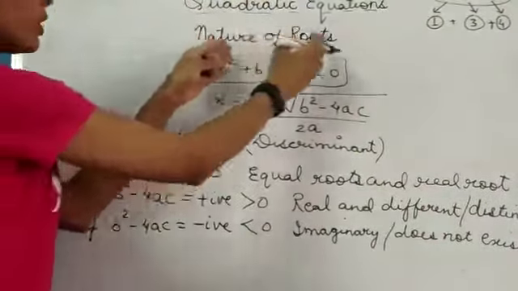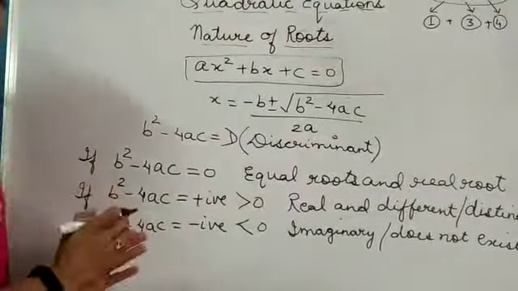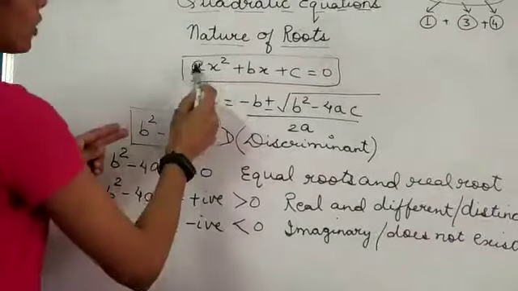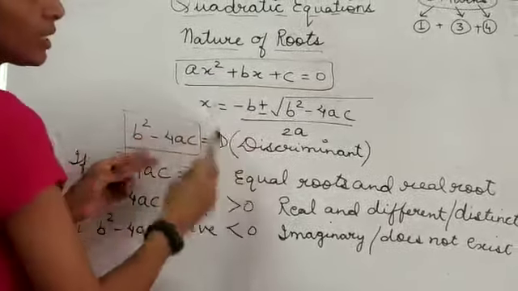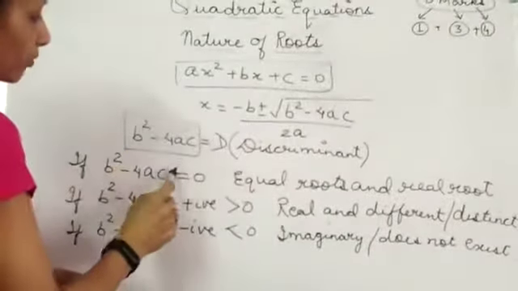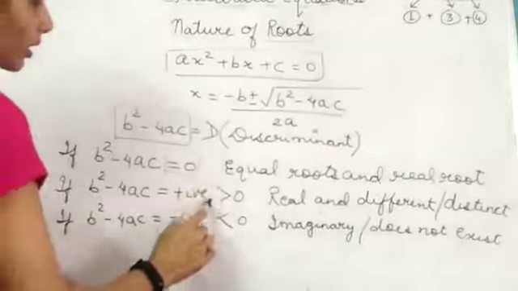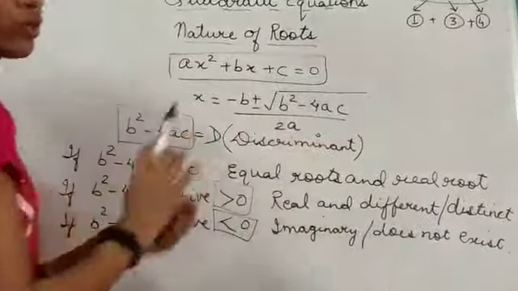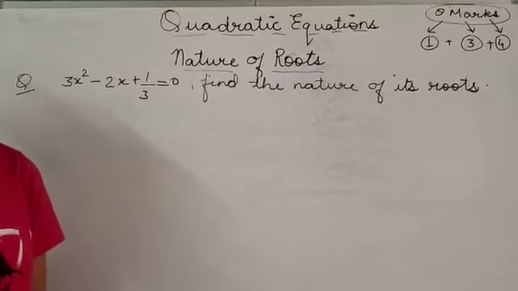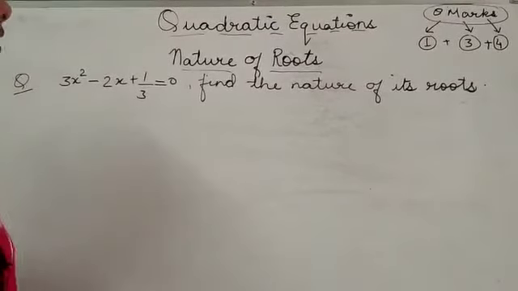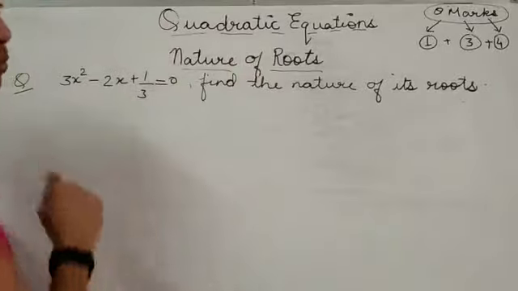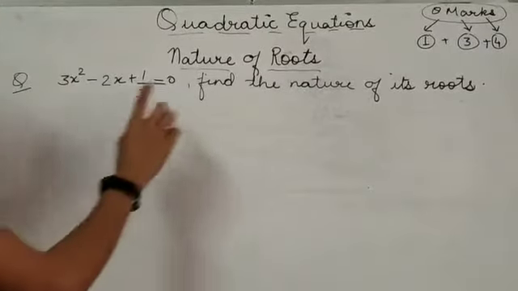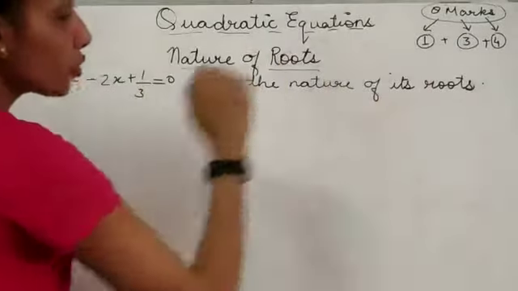So to find out the nature of roots, you have to first of all write down b square minus 4ac. Just put the values of a, b, c and calculate it. Find out whether the value is equal to 0, greater than 0 or less than 0. And then write the nature of the roots accordingly. Now let's understand how we can find out nature of roots in the given example. You see, this is the question given and it has been asked to find the nature of its roots.